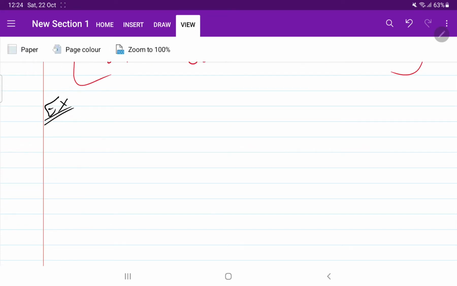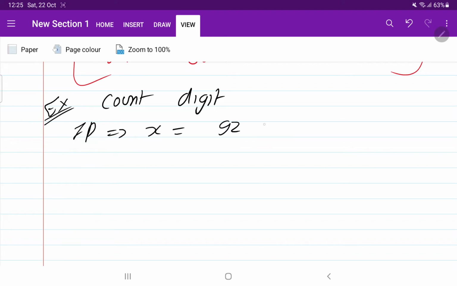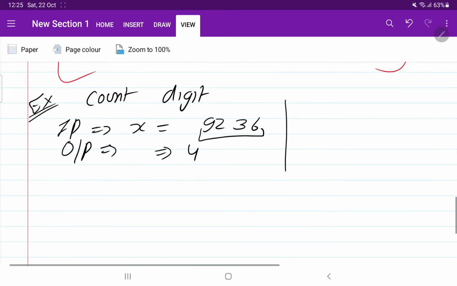Suppose I ask you, count the number of digits in a number. Suppose in the question, the input is given to you, so the question is, count digits. A number will be given to you. Suppose the number given is 9236. So in output you need to return the number of digits. So how many digits are there? 4.